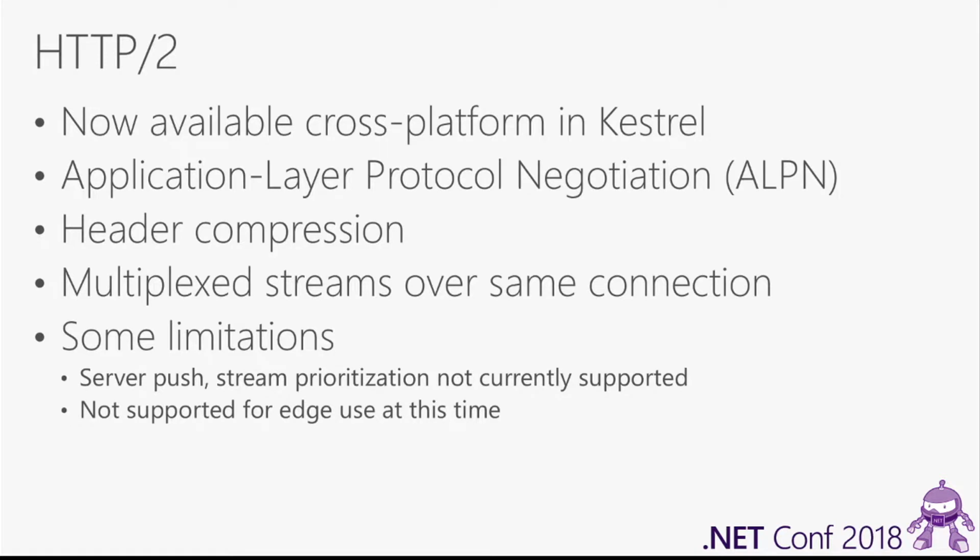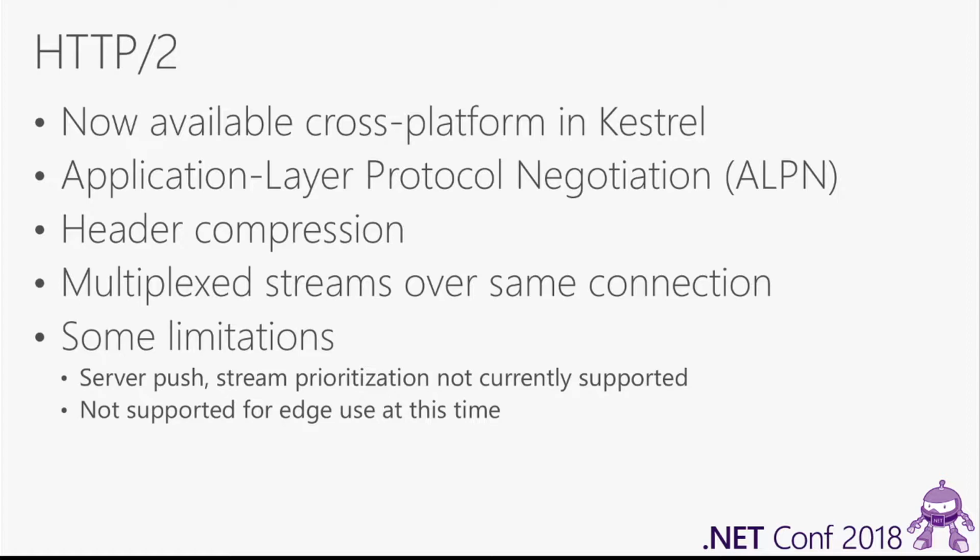So HTTP2, that's also new in 2.2. It's available cross-platform in Kestrel. It supports ALPN, it supports header compression, and also multiplexed streams. Now, this is great because HTTP2 basically means HTTP, but more efficient, like faster, better performance. It is a new protocol implementation for us, so there are some limitations that you should be aware of. We don't currently support server push, and we don't currently support stream prioritization.